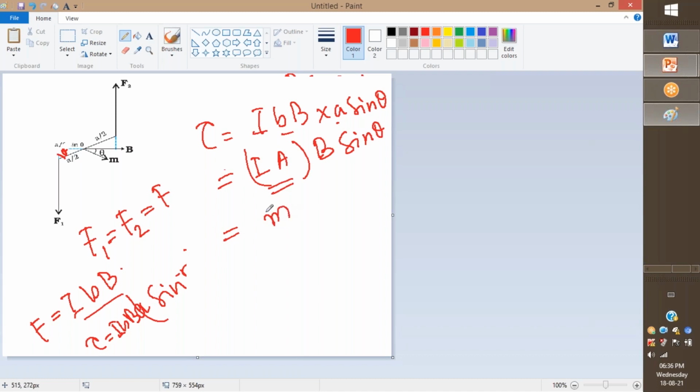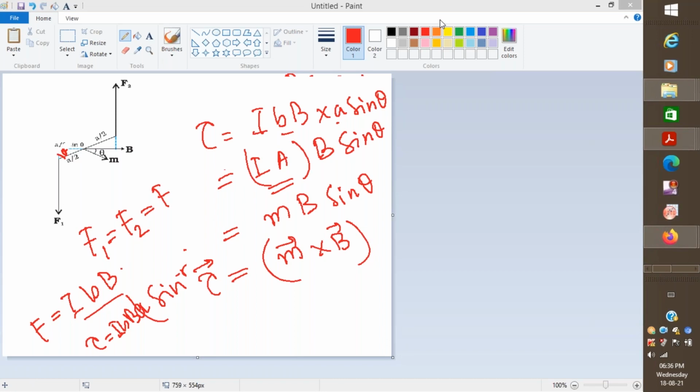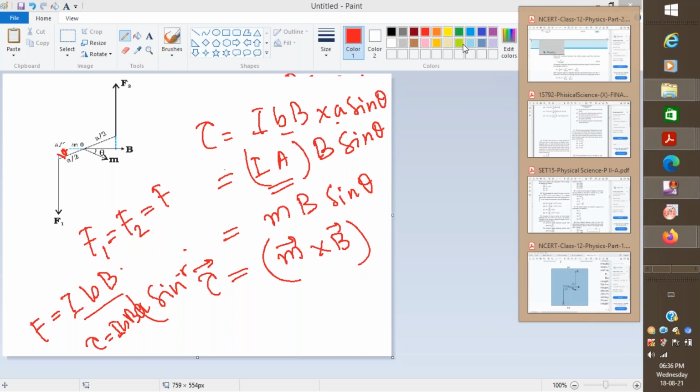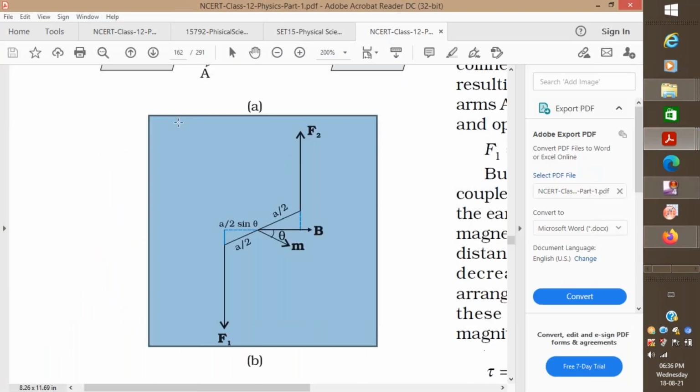IA, and this is B and sine theta. Look, this IA we had defined as M, magnetic dipole moment, and this is B, and then sine theta. So can we write this torque in terms of vector, this as M cross B? I hope you agree with me. So this is a cross product when I get sine theta. Okay, so M cross B. So that is what is there in your book. You can just look at that.